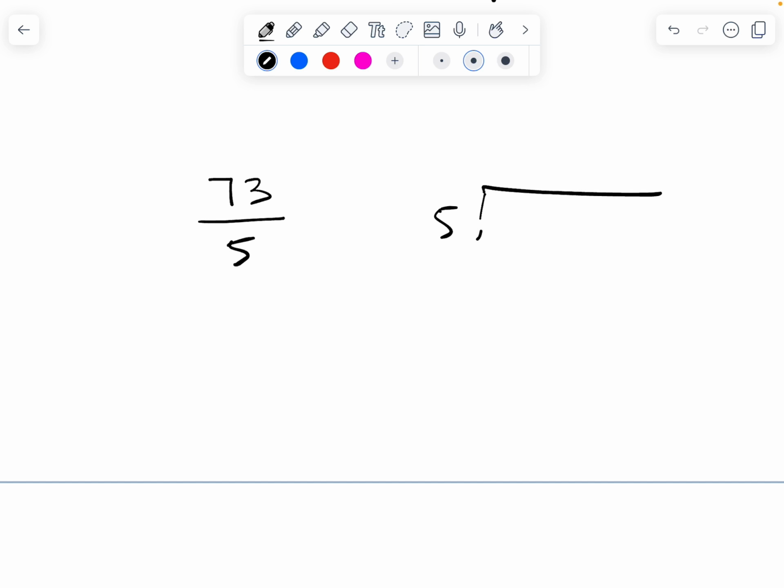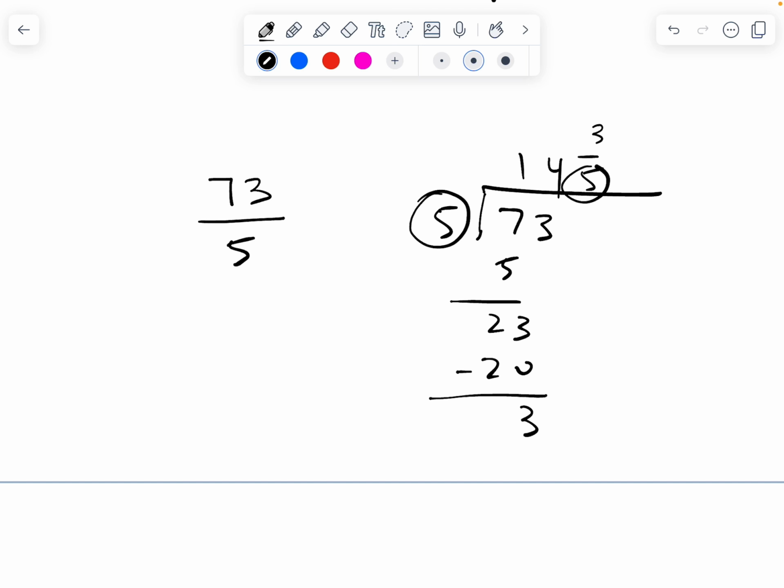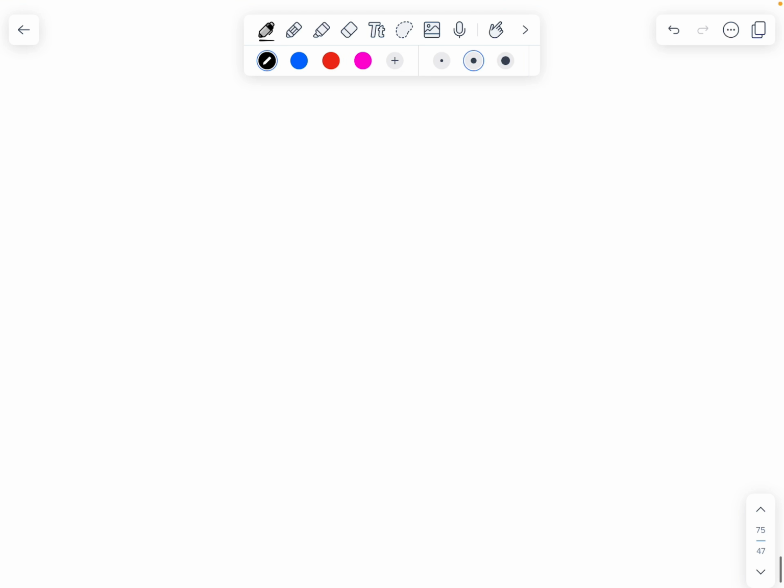So 5 goes into 7 one times. 5 times 1 is 5. Subtract, bring down the 3, 23. 5 times 4 is 20. Subtract, remainder is 3. And we're going to write this as 14 and 3/5. The 5 is the same as that 5. So 14 and 3/5. Now the same thing will be true for polynomials.